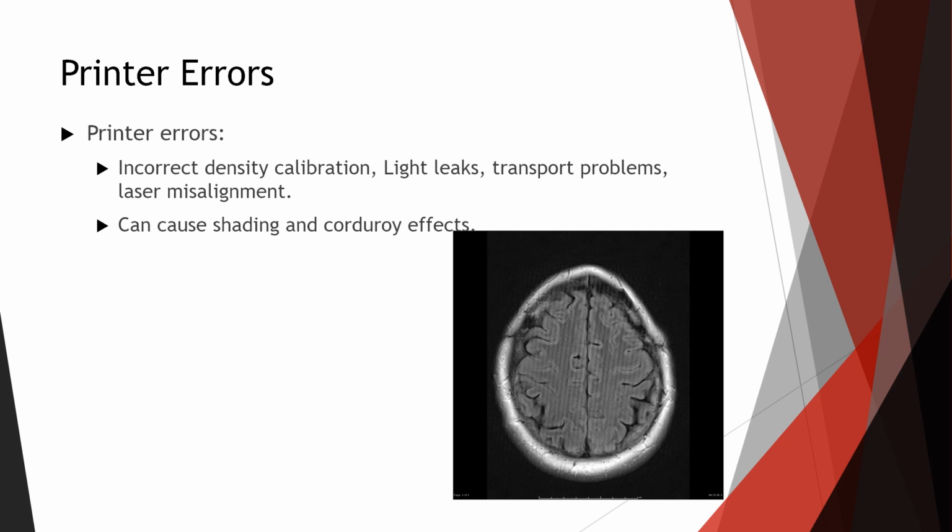Printer errors can also occur. Printer errors are incorrect density calibration, light leaks, transporter problems, laser misalignment. Printers aren't really used anymore, but if there is still a printer being utilized, these points not being correct can cause issues, and it can cause shading or Cordier effects. Okay, and this is an MRI image, but this effect can happen where it has these lines in it where it looks like corduroy pants, right, which is due to certain printer errors.